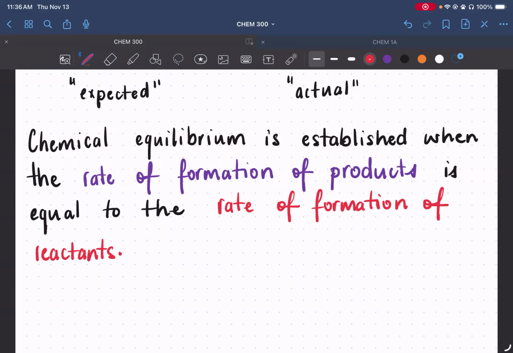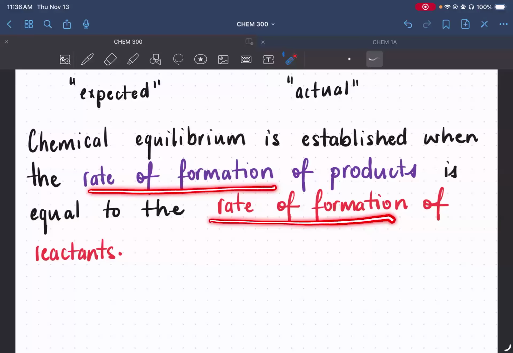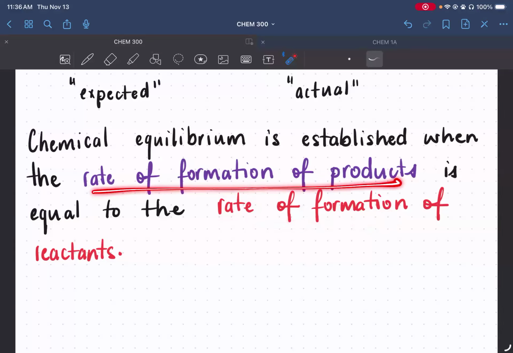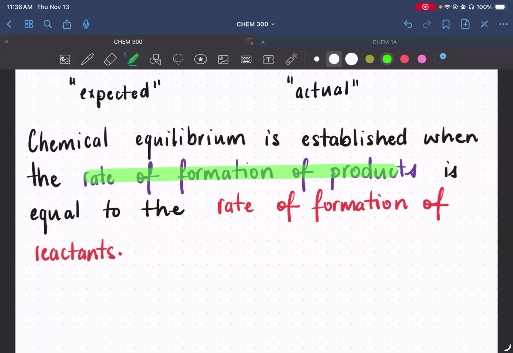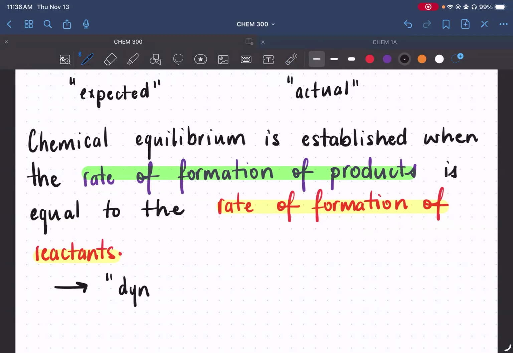Now, first thing, please notice that although I do use that phrase rate of formation twice, they are referring to different things. Rate of formation of products versus rate of formation of reactants. What exactly does this mean? Well, the term rate kind of implies there's some speed behind it. Of course, we talk about how reactions take place over the course of time. What we actually have occurring is, of course, what we know as a dynamic equilibrium.